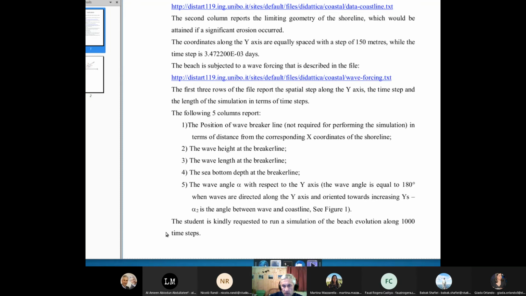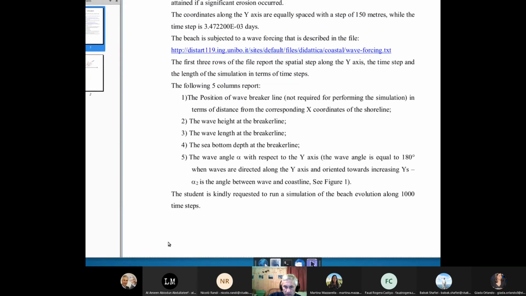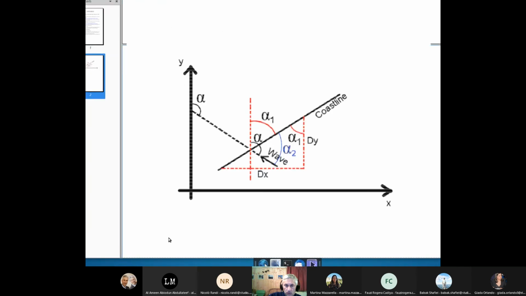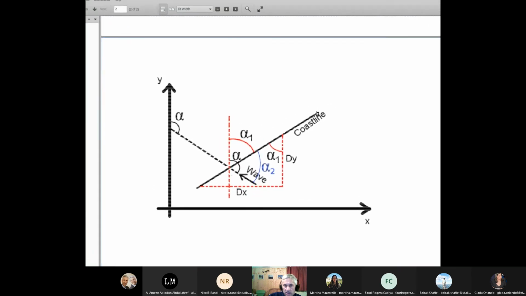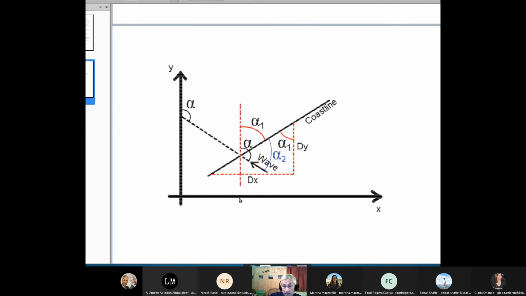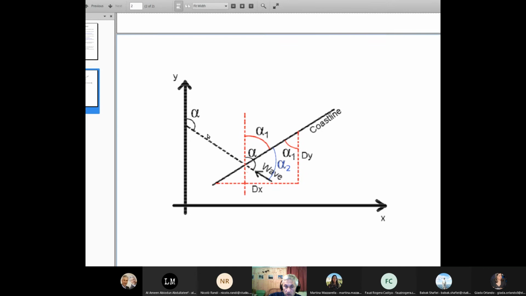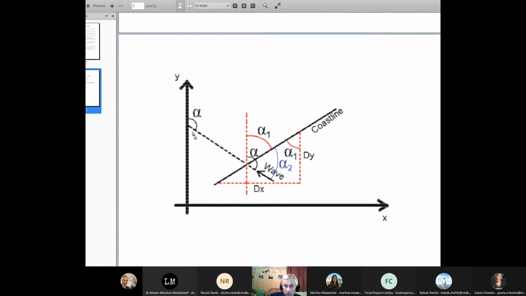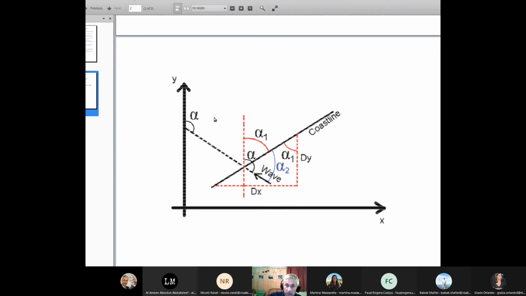And there is also a figure. Let's look at the figure before discussing this description. The student is kindly requested to run a simulation of the beach evolution along 1000 time steps. Okay, let's see the figure. So here we have the 2 coordinates, and the coastline is given in terms of coordinates x and y. The angle alpha is the angle of the wave direction with the y-axis. Keep in mind that we need a different angle to run the Csc formula.